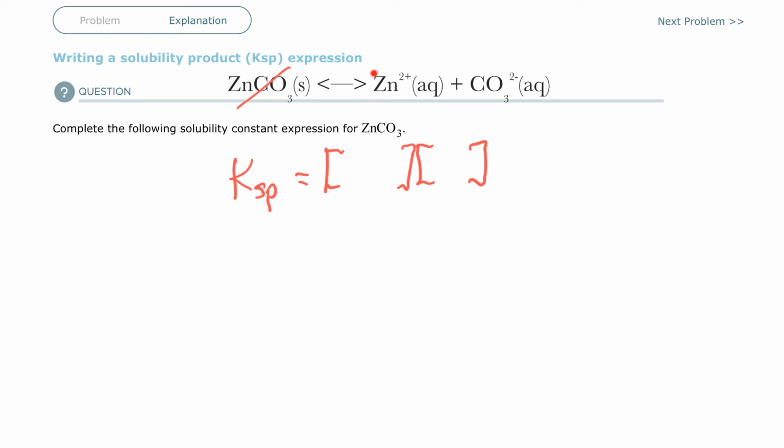So I've got zinc here, that's a 1. I've got carbonate here, that's a 1. That means these guys are going to be to the first power. If this were a 2 or a 3, then you would have a square or a cube for the zinc here. So I just want zinc, and so it's the zinc ion, and the carbonate, CO3 2 negative, and that's the expression. So you find the concentrations of those, multiply them together, and then you have the K sub SP. So pretty simple.